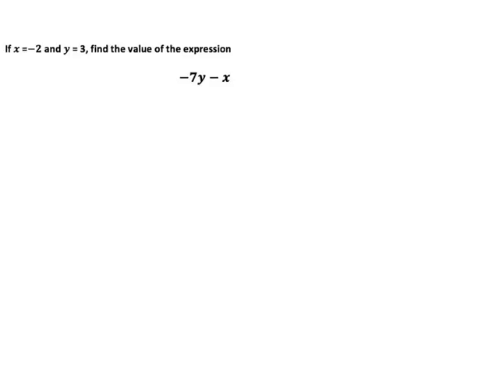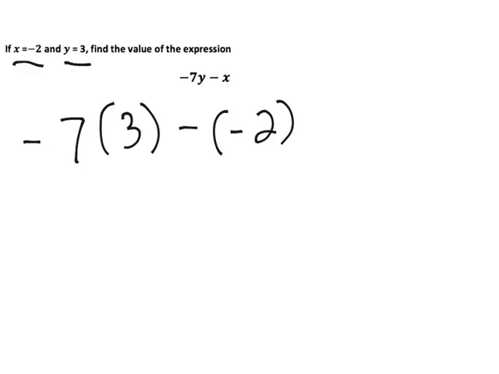Okay, if x equals negative 2 and y equals 3, find the value of the expression. So let's rewrite our equation. Negative 7, instead of a y, I'm putting a 3, because it says y equals 3, minus, and x is negative 2. Okay, negative 2. Now, this is a tricky question, because you have a minus x, so that's minus negative. And when you have two negatives, you will add, okay? A minus and a minus is a positive, but we'll get there.